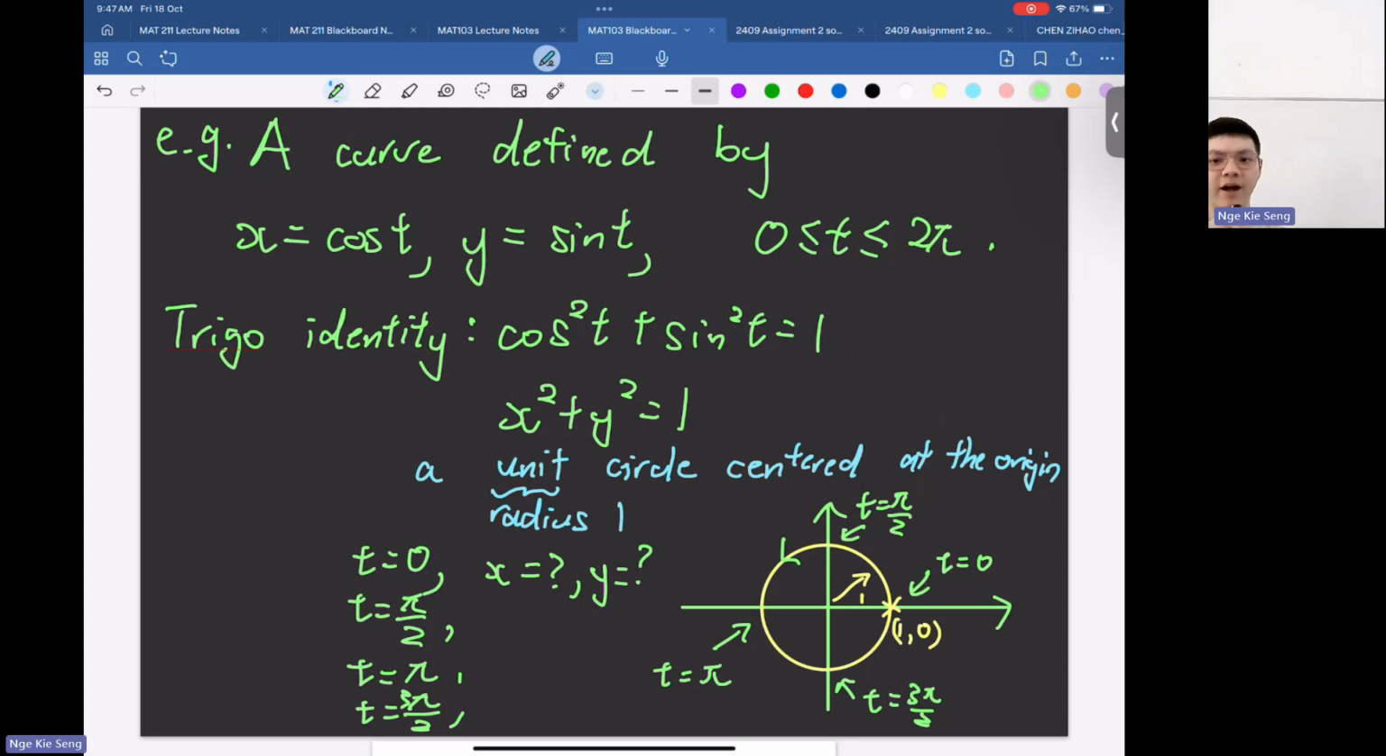Right, so another question. Since this curve is drawn on the x, y plane, can you write it as a function of y in terms of x or not? Can you do it?